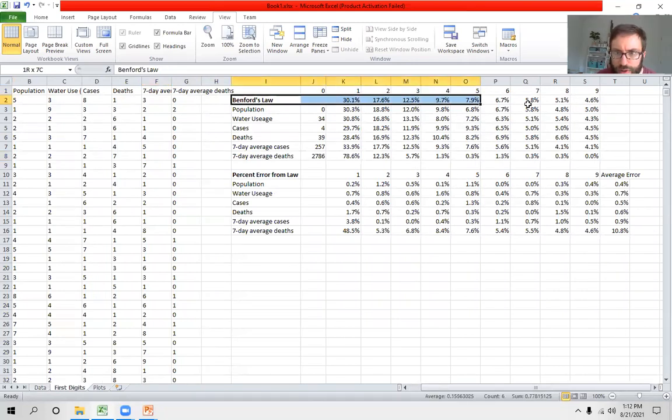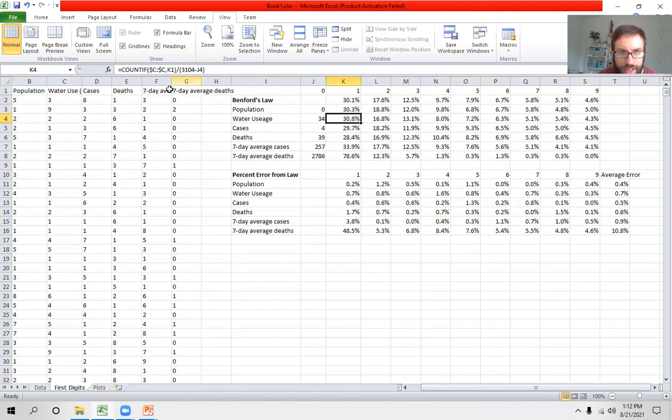And so you can see here's what Benford's Law predicts: that ones should occur 30.1% of the time, nines should occur 4.6% of the time, and all the other digits somewhere in between. And then I did that for all the attributes and calculated it from here. I counted how many occurrences there were and divided it by the 3,104 different occurrences. I had to subtract off if there's any zeros because then that's basically no data.